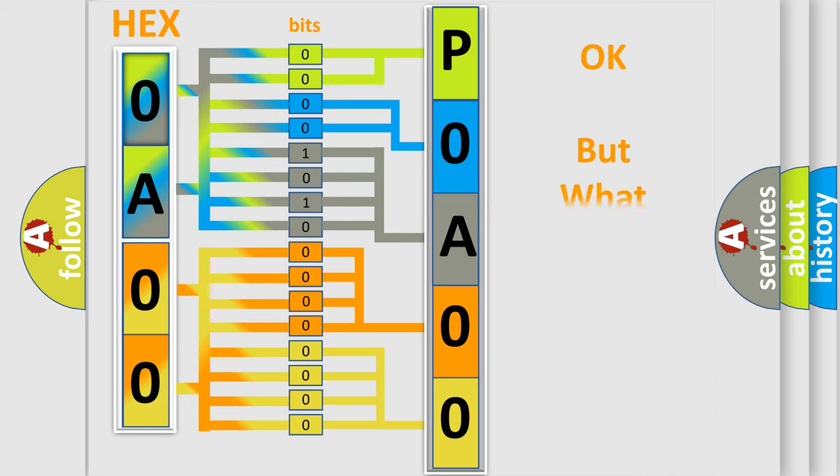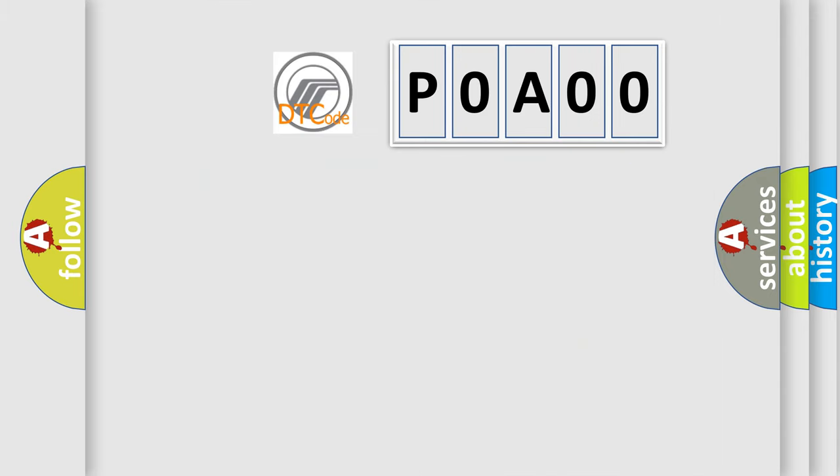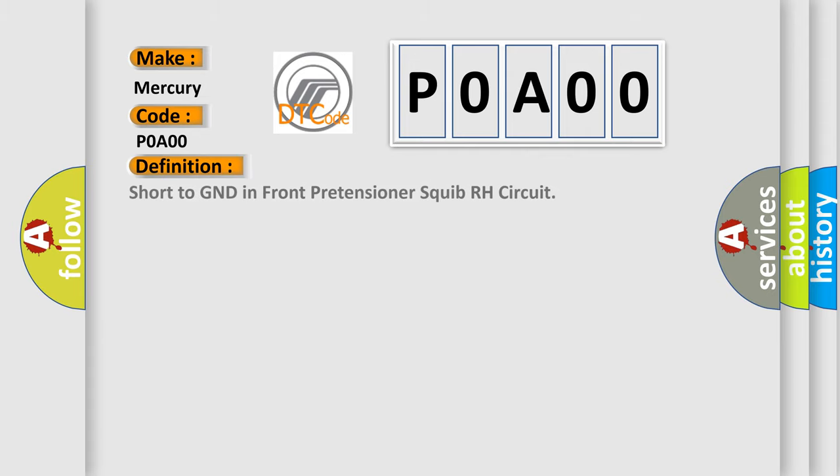The number itself does not make sense to us if we cannot assign information to what it actually expresses. So, what does the Diagnostic Trouble Code P0A00 interpret specifically for Mercury car manufacturers? The basic definition is short to GND in front pretensioner squib RH circuit. And now this is a short description of this DTC code.